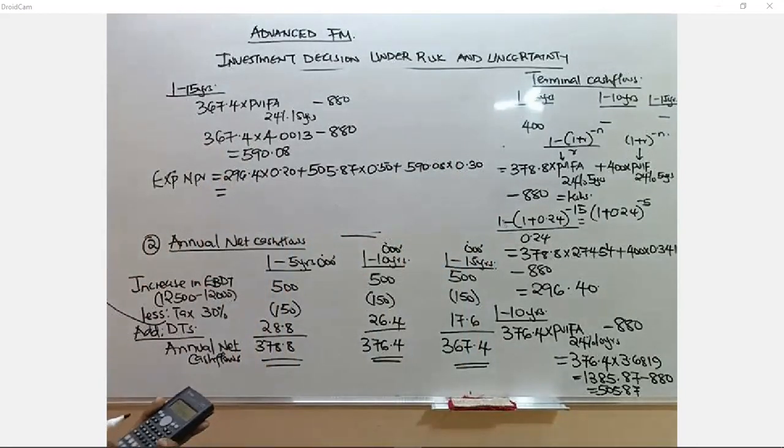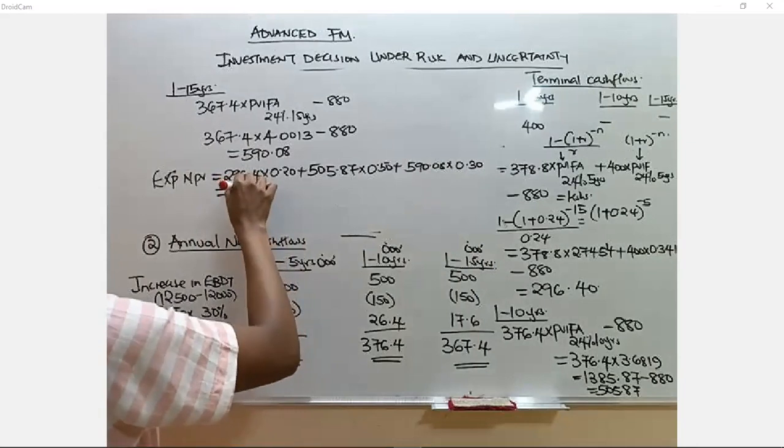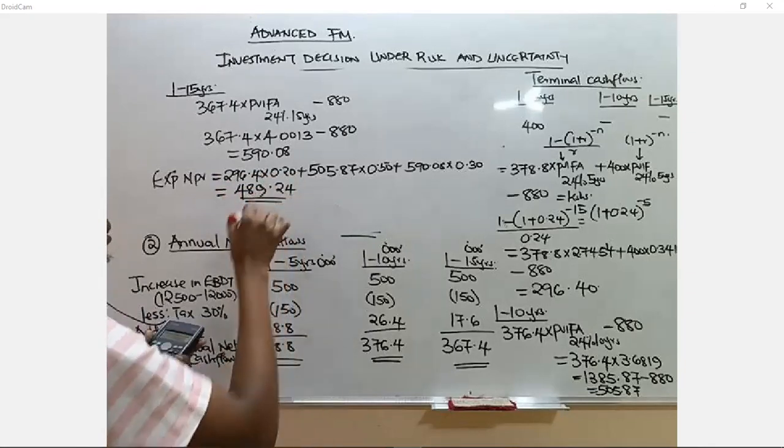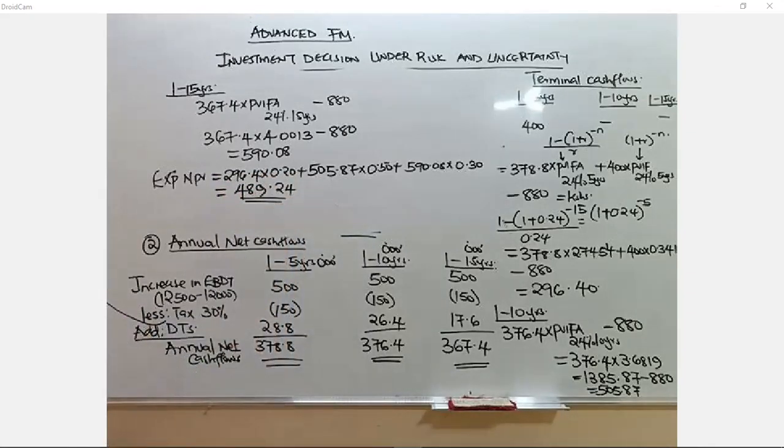So it starts with 296.4 times 0.20 plus 505.87 times 0.50 plus 590.08 times 0.30. What am I getting? This is what we are supposed to be getting, 489.24. And already we have 4 marks now. Already you have 4 marks.